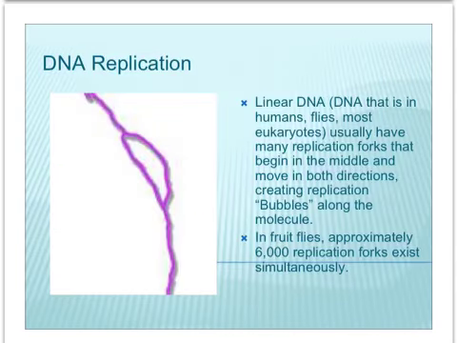Now, when we look at DNA replication that is linear, so double-stranded DNA, you're going to have many replication forks. Just to give you an idea, in a fruit fly, which is a lot simpler than us, 6,000 replication forks exist simultaneously, which increases the rate of this reaction. For us, we're going to have a lot more than that, but just in a fruit fly, you have 6,000.